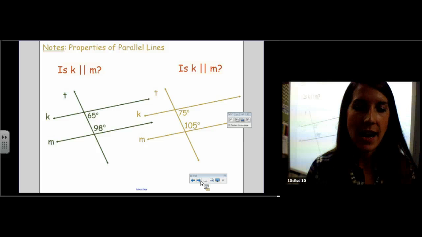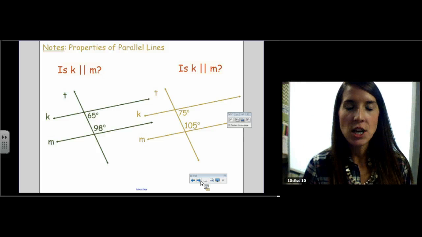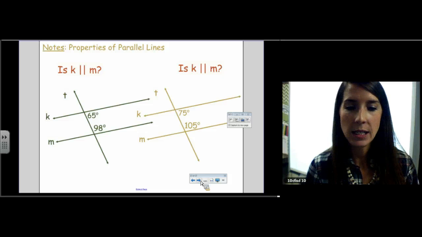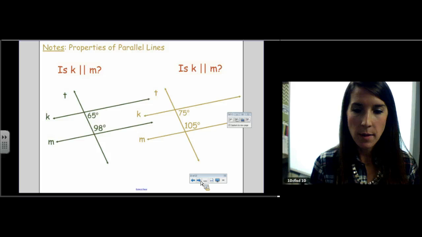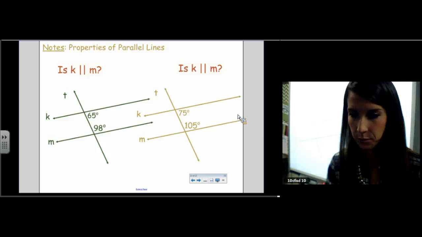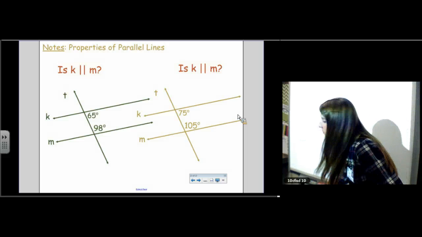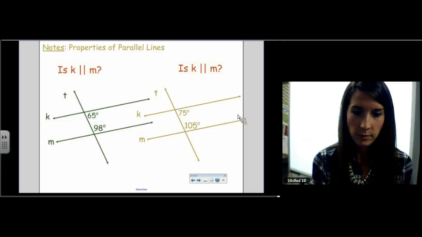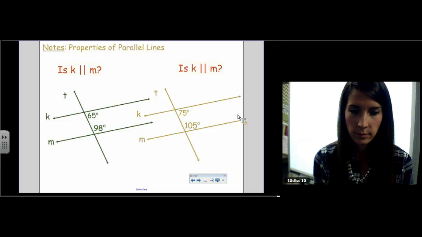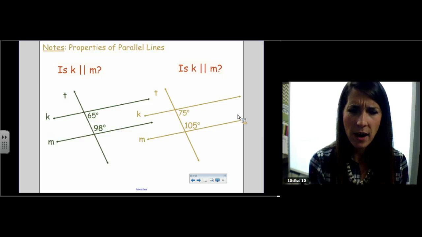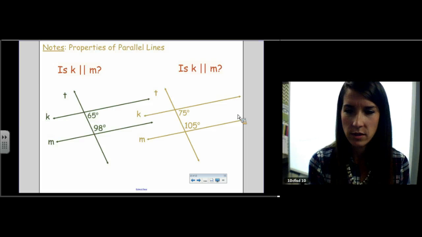So let's decide. I give you two pictures. In each picture, do you have enough proof to decide if K is parallel to M or not? So I'm going to give you a second to look at that. Don't say anything out loud yet, please. What are you doing to decide if they're parallel? What are you doing with those two numbers? Anybody?